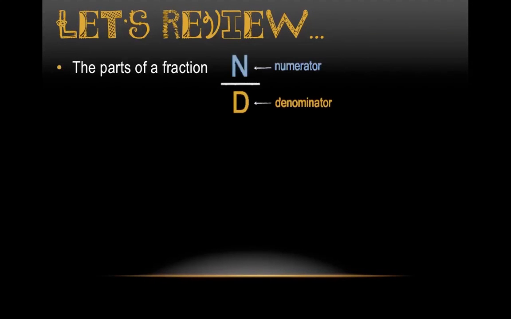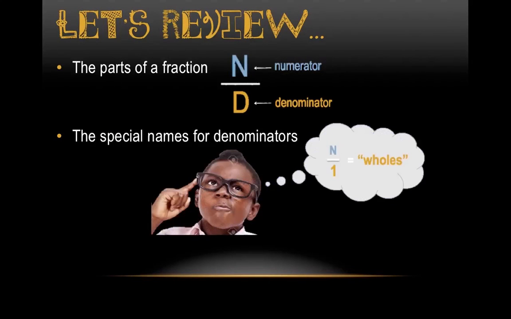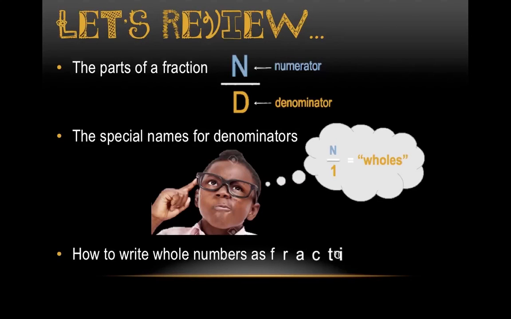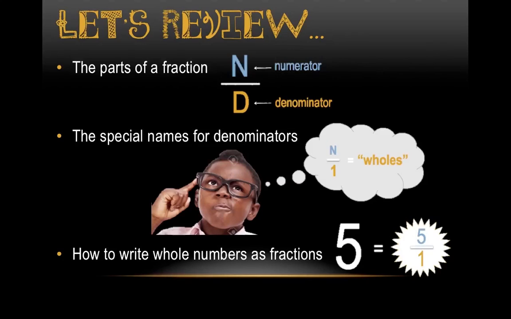In this video, we learned the parts of a fraction. We learned that the numerator and the denominator make up a fraction, and that they both have very important jobs. We also learned the special names for denominators. We learned that the denominator 1 can be read as wholes. The denominator 2 can be read as halves, and so on. We also learned how to write whole numbers as fractions. We know that 5 can be represented as 5 over 1 or 5 wholes.